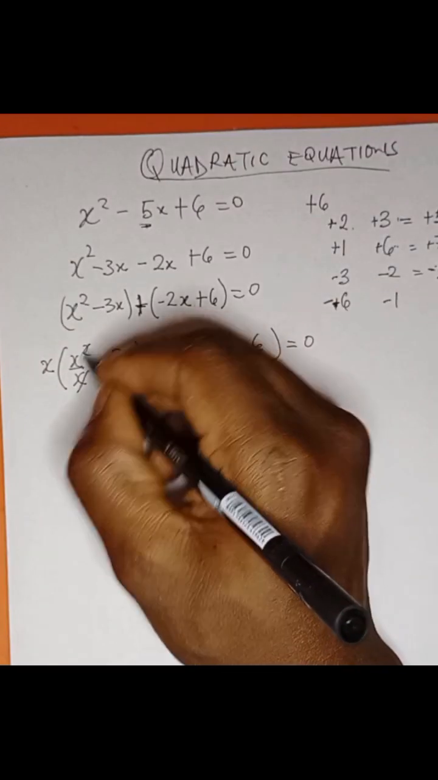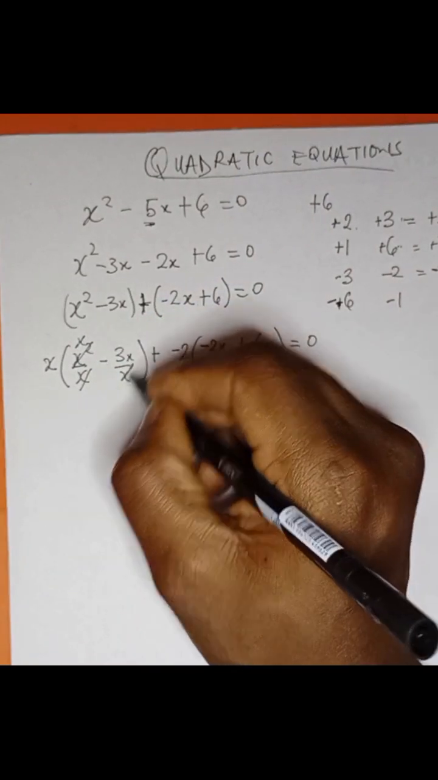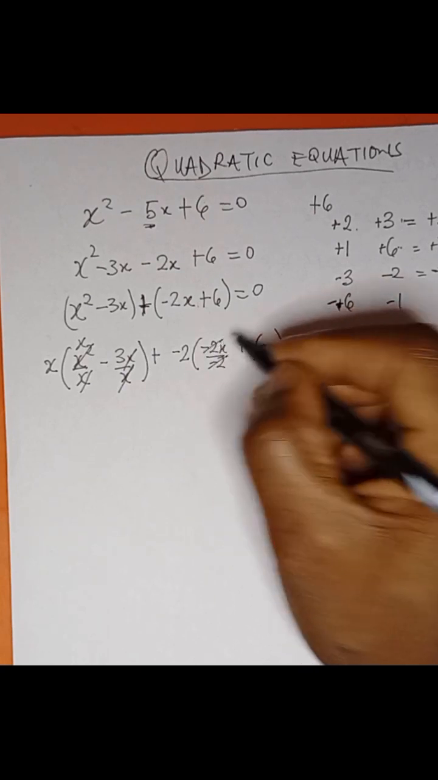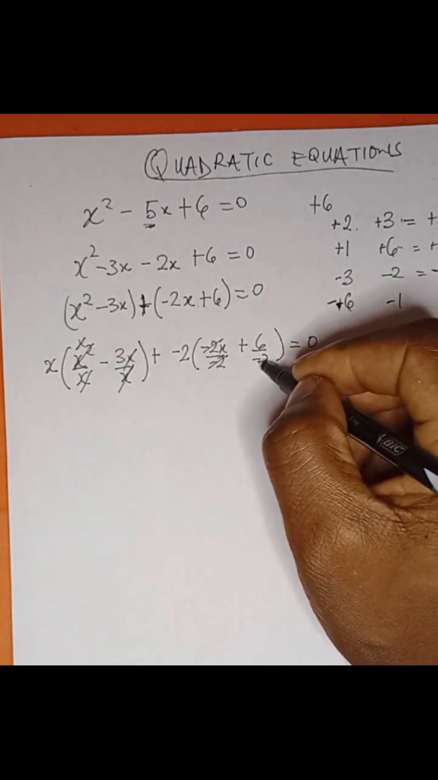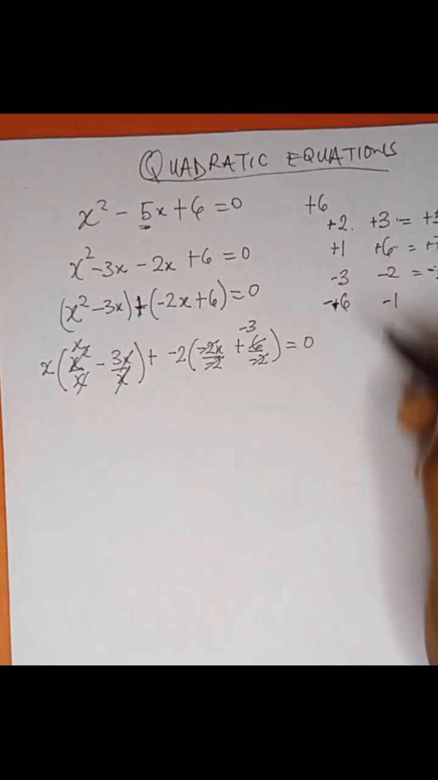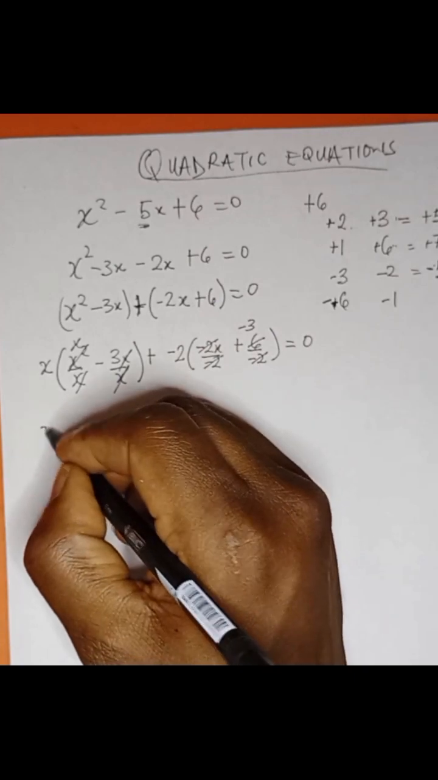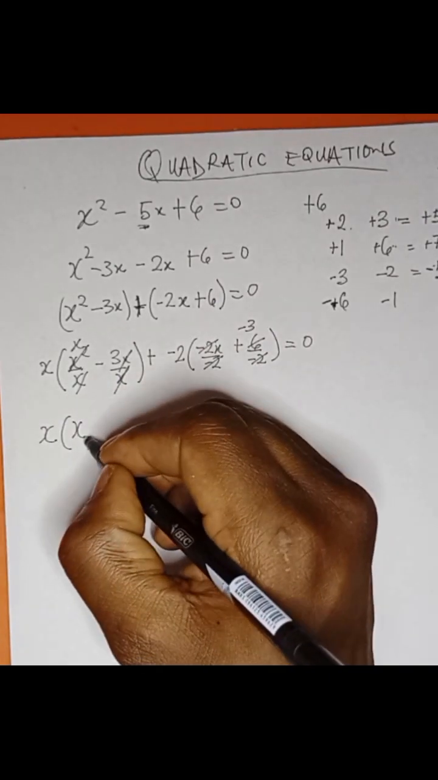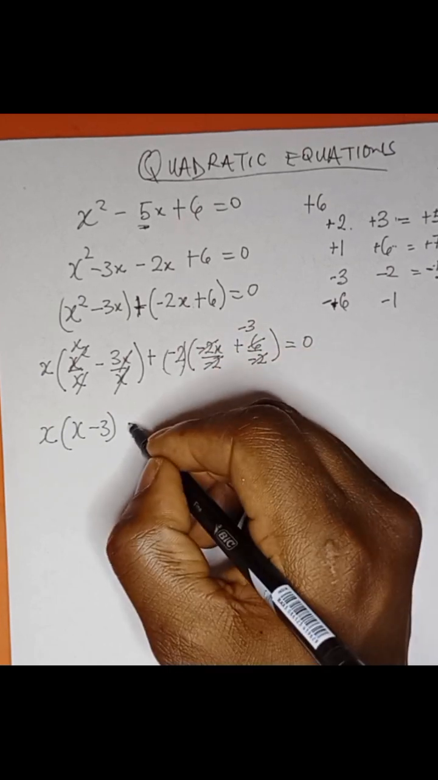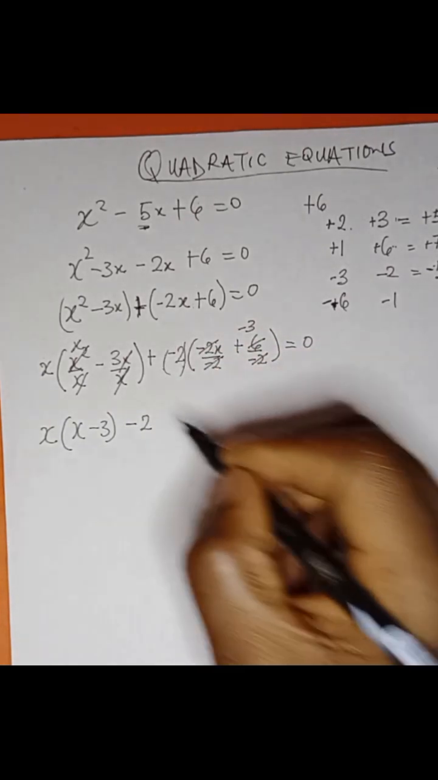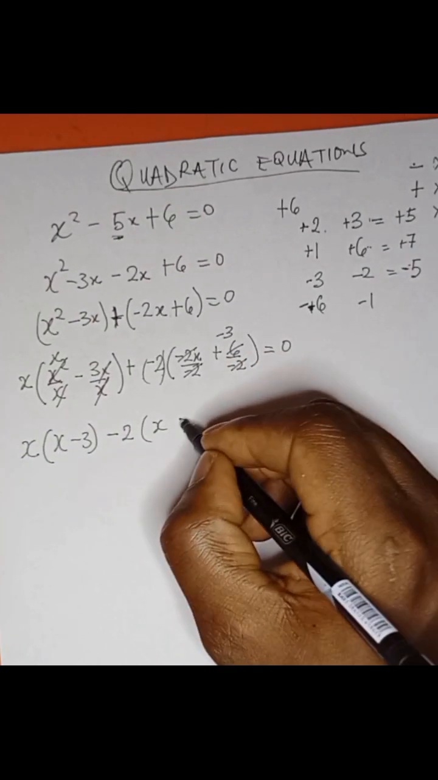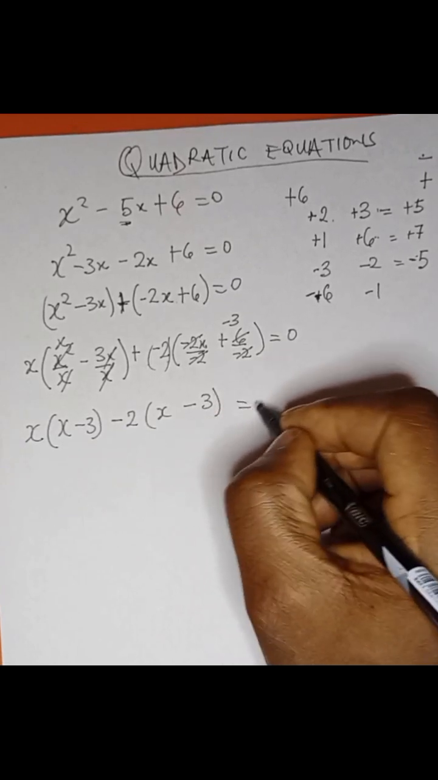So x will cancel one of the x's here, and I'll be left with 1x. x will cancel x here. Minus 2 divided by minus 2x will give me just x, and minus 2 divided by plus 6 will give me minus 3. So what am I left with? x is still outside the bracket: x times x minus 3, plus times minus is minus, so minus 2 times x minus 3 equals 0.